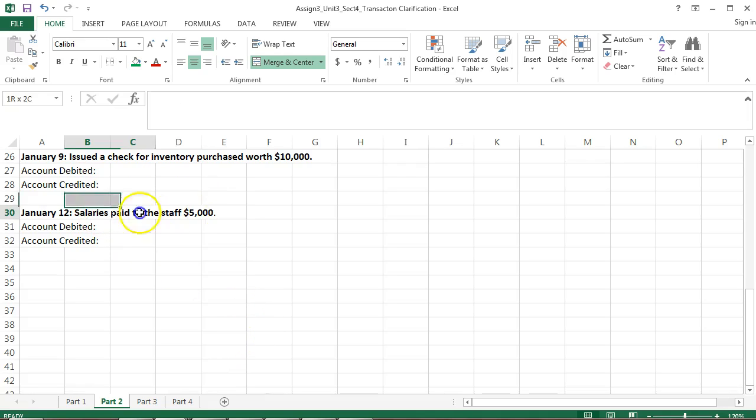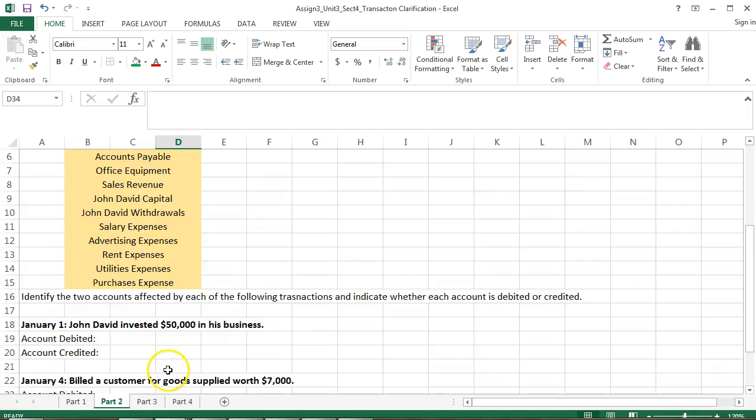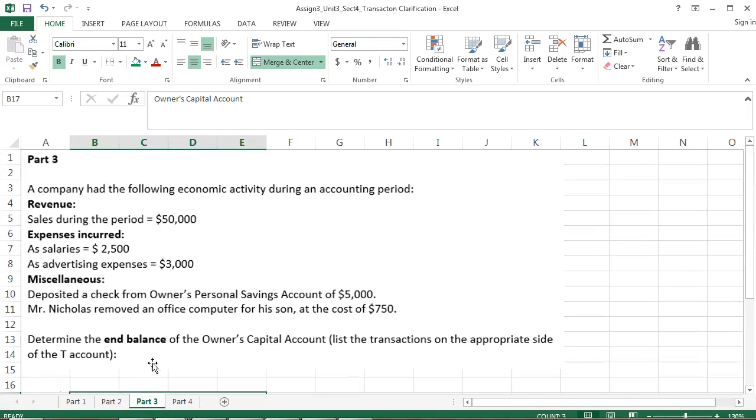Well, it doesn't say check, but unless there's a strong indication that it's something being paid at a later date, it's going to affect cash. Okay, so I know a lot of students want to go straight to accounts payable a lot of the time, but unless it's being paid at a later date, which that doesn't indicate here, it's coming out of cash. Okay, so that's part 2 of this assignment. Again, you just need to determine which is debited and credited in all those scenarios.